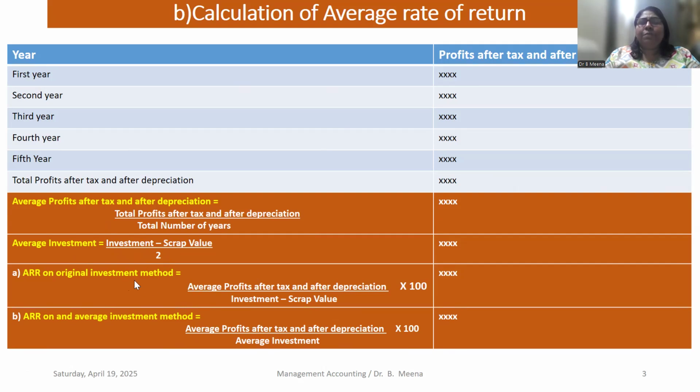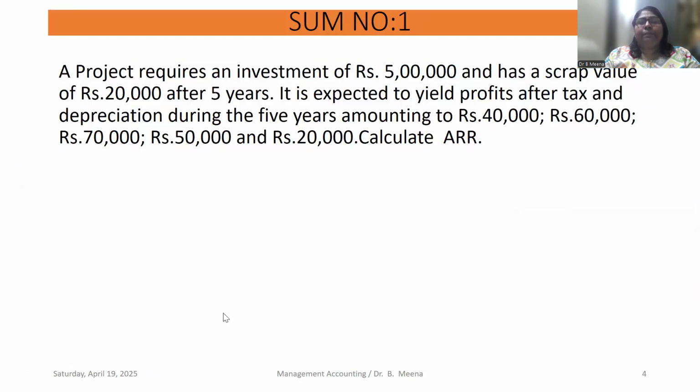In case of the original investment method, it is the average profits after tax and after depreciation divided by investment minus scrap value, into 100, because ARR is always mentioned in percentage format. Then under the average investment method, it is divided by average investment, into 100. That is the thing we need to follow under the ARR method. Let me discuss one problem so that you may have a better understanding of the ARR method.